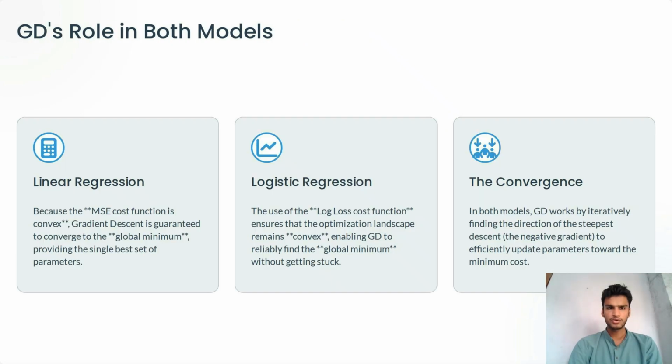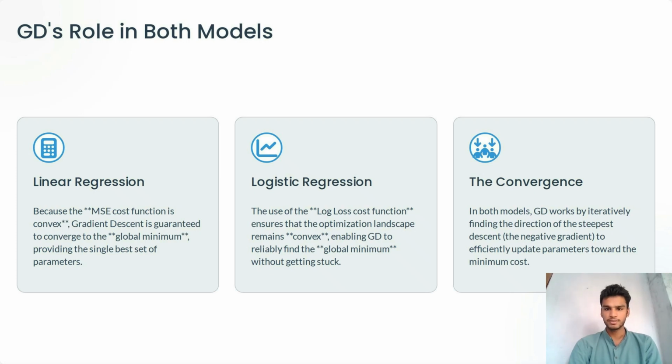Gradient descent's role in both models. In linear regression, because the MSE cost function is convex, gradient descent is guaranteed to converge to the global minimum, providing the single best set of parameters. In logistic regression, the use of the log loss cost function ensures that the optimization landscape remains convex, enabling GD to reliably find the global minimum without getting stuck.